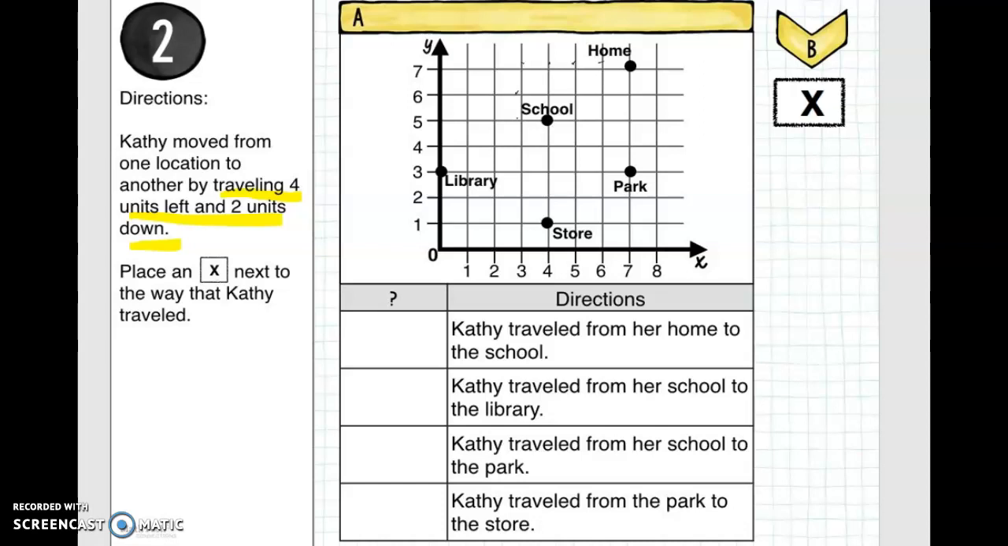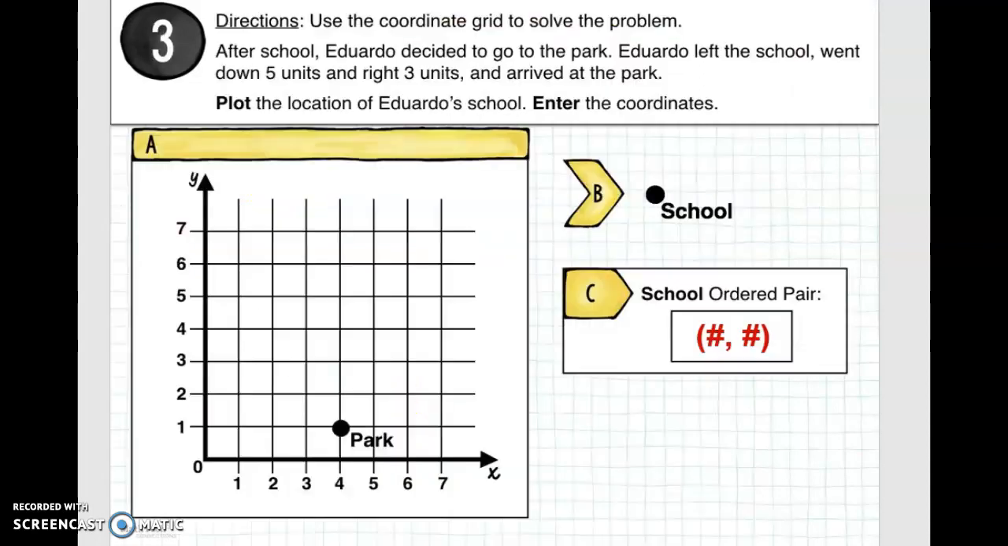From school to the library. So from the school to the library, going left 4, 1, 2, 3, 4, 1, 2 down. Oh, bing. So our X, you guys would grab and drag this one, but I can't do that because of the mode that I'm in. But you would put an X right here next to that one because that is the correct option. Okay, I'm just going to do 2 more examples, okay?